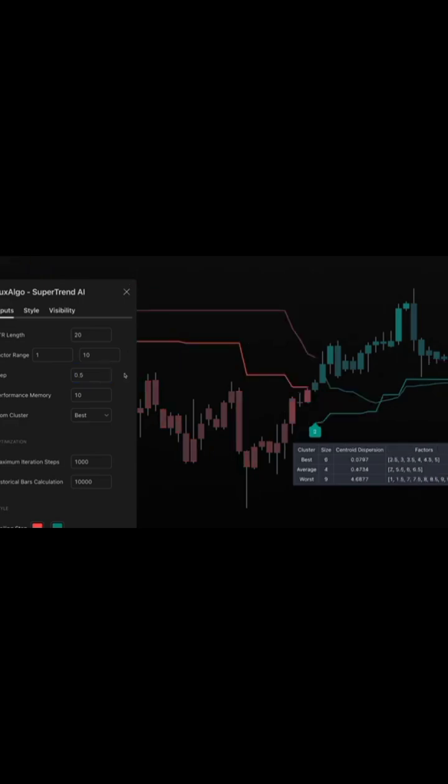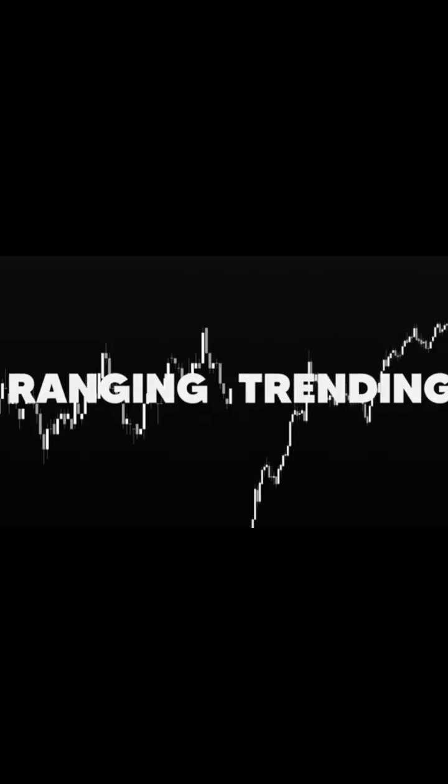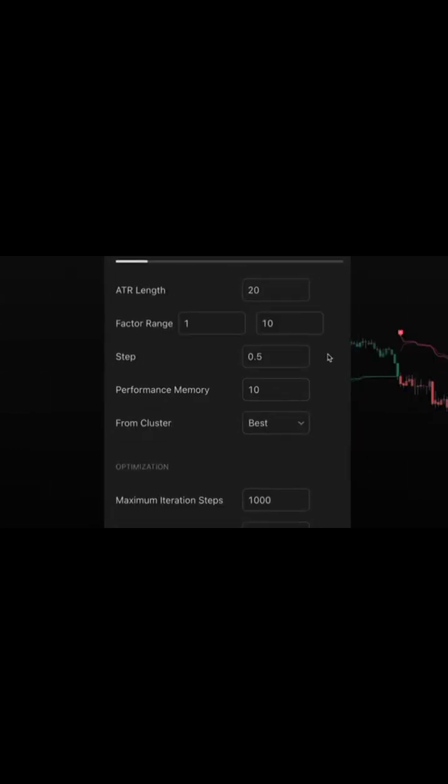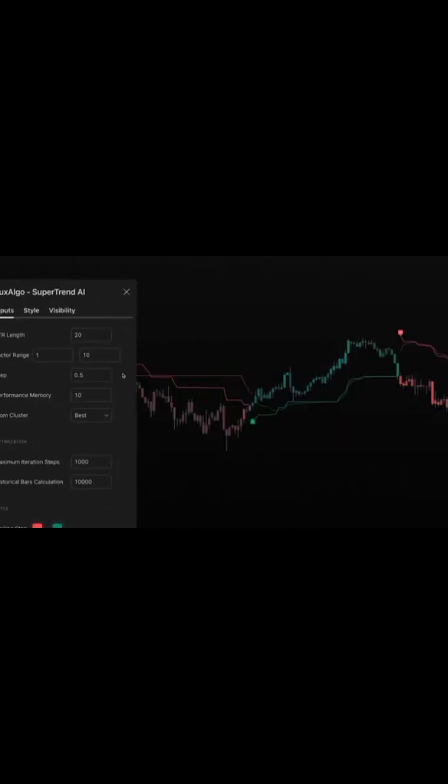Smaller steps such as 0.5 introduce more granularity, allowing for finer adjustments and enhancing precision. This interplay between factor range and step size ensures flexibility in adapting to different market conditions. Performance memory bridges the gap between short-term and long-term market analysis. It controls the weight given to recent versus historical data.